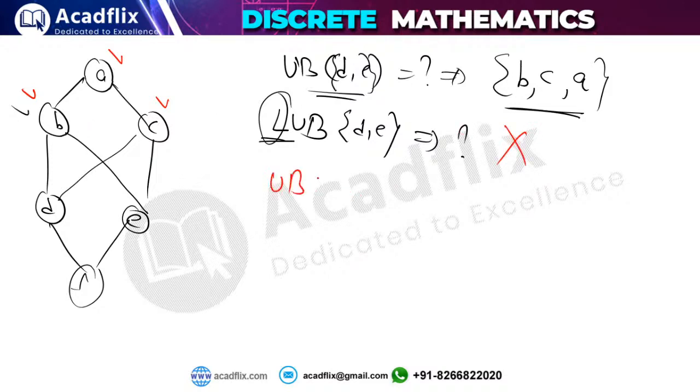Next, let's take the next question. What is the lower bound of B comma E? Tell me.